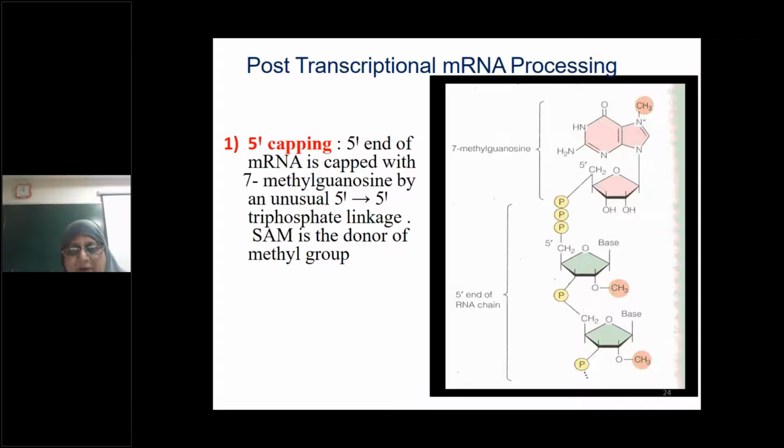So the capping is what we are talking about: the 5' end of the mRNA is capped by 7-methyl guanosine. So it's a 7-methyl guanosine linked by an unusual 5' to 5' triphosphate linkage. Here you can see this unusual triphosphate linkage, and the methyl group donor is SAM. S-adenosyl methionine is the donor of the methyl group over here.